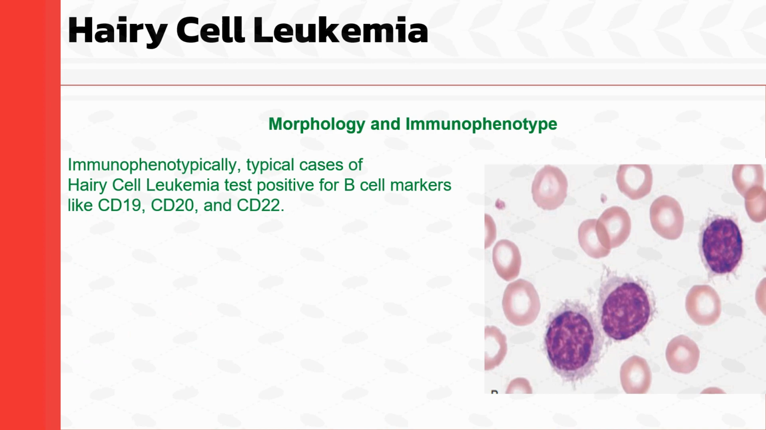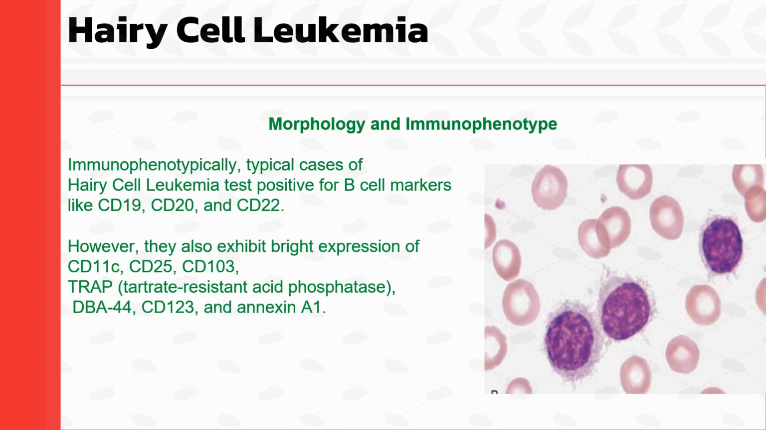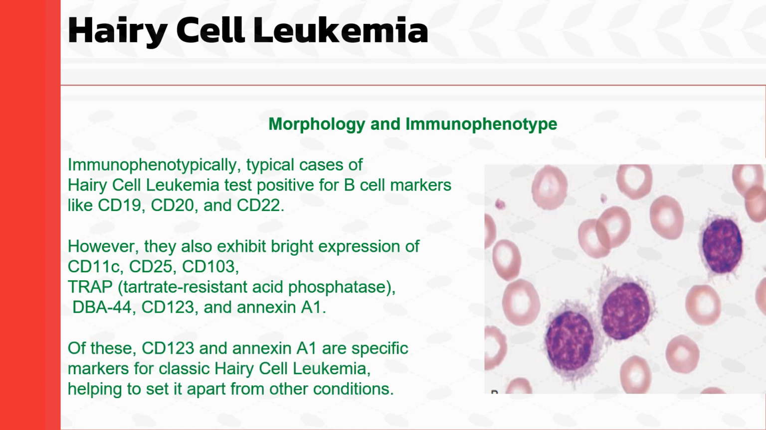Immunophenotypically, typical cases of hairy cell leukemia test positive for B-cell markers like CD19, CD20, and CD22. However, they also exhibit bright expression of CD11c, CD25, CD103, TRAP (tartrate-resistant acid phosphatase), DBA.44, CD123, and annexin A1. Of these, CD123 and annexin A1 are specific markers for classic hairy cell leukemia, helping to set it apart from other conditions. It's important to note that TRAP staining, which was previously used for diagnosis, has now been replaced by immunophenotyping with these specific markers.